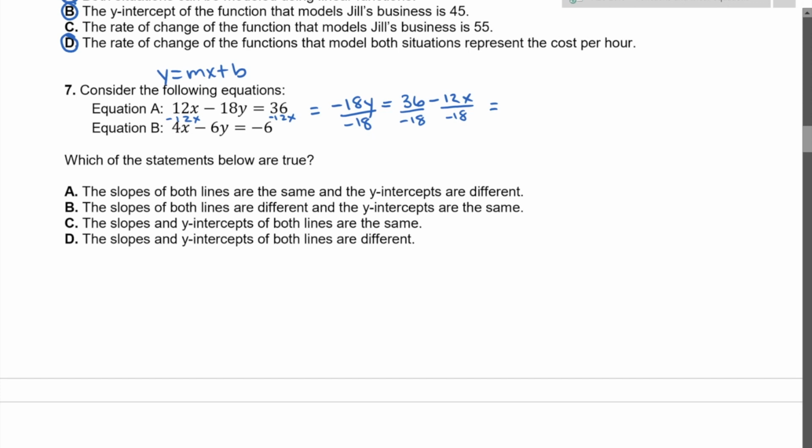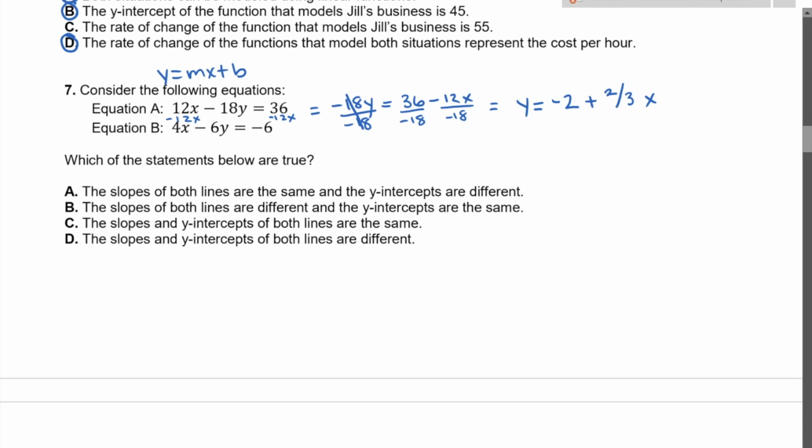Okay. When I do that, I can cross out my 18. 36 divided by 18 is 2. So these cross out. Y equals negative 2 plus, because a negative and negative make that a positive, 12 over 18x. Alright. Can I reduce 12 and 18? Well, does 6 go into both of them? Does 6 go into 18? Well, yeah, it does. So 12 divided by 6 is 2. And 18 divided by 6 is 3. So 2 over 3x.